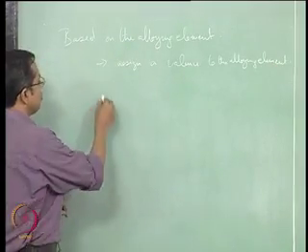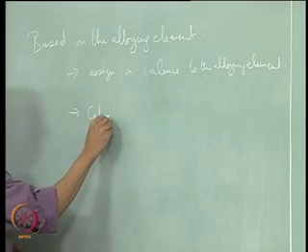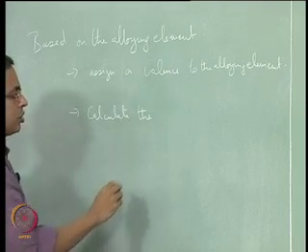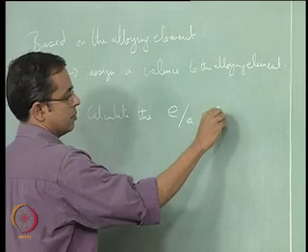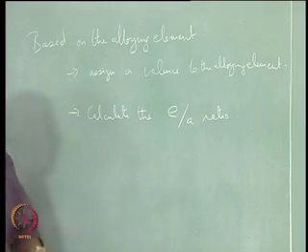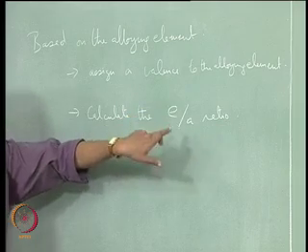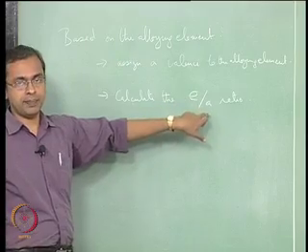And then therefore you can calculate what is called the E by A ratio. Okay, what is this E by A ratio? It is the ratio of the number of electrons per atom. Okay, number of valence electrons per atom.